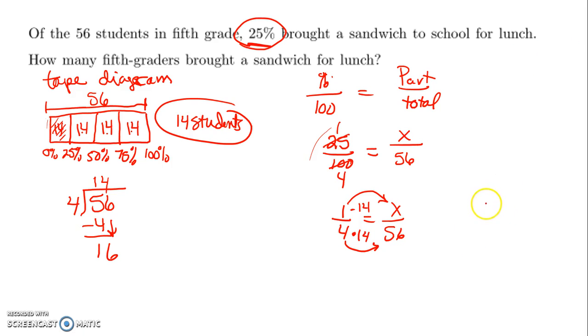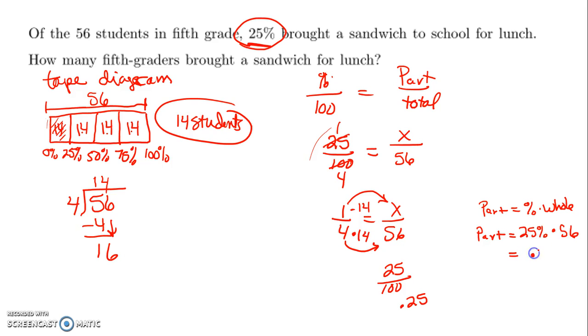If you want to get really crazy, next year you'll do the percent equation: part equals percent times whole. We don't know the part that brings lunch, but we know it's 25% times 56. But in order to use this equation, you have to rewrite the 25% as a decimal. 25% is 25 out of 100, 25 hundredths. We'd use it as 0.25. So this is 0.25 times 56. This is just a third way to do the same problem.